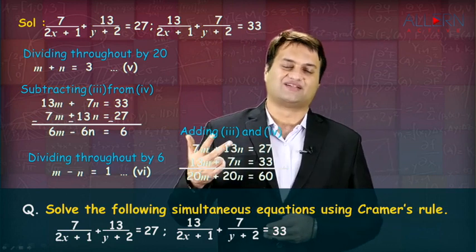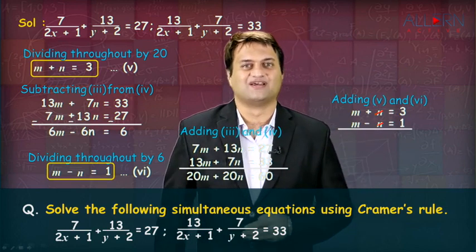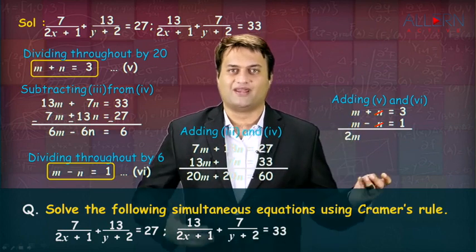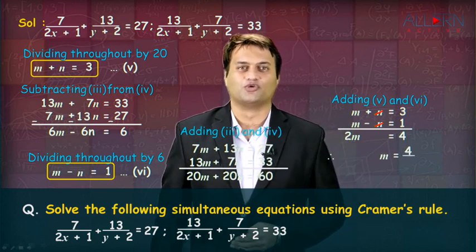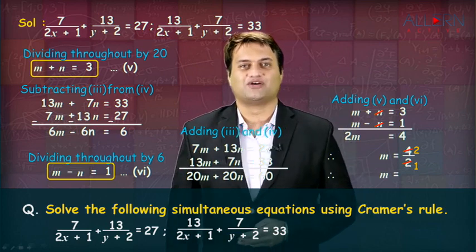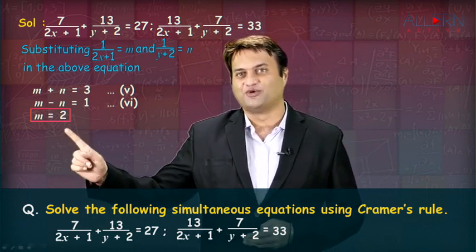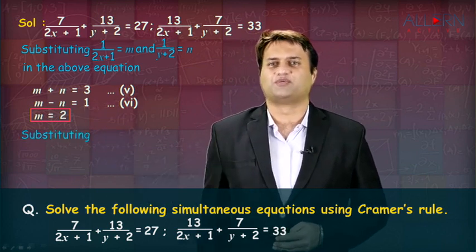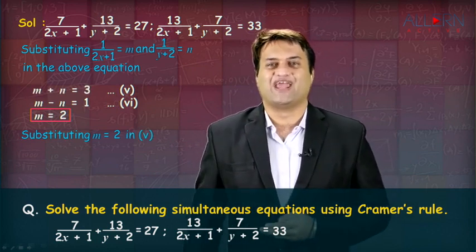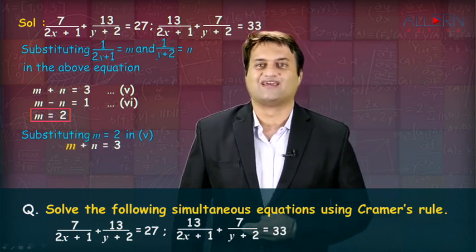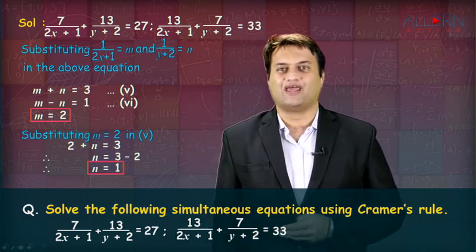Addition done, subtraction done, it's time for addition again, but this time it's adding equation 5 and 6. Let's add. m plus m will become 2m, n is already cancelled, 3 plus 1 is 4. 2m is equal to 4, you get m is equal to 4 upon 2, that's m is equal to 2. Once you get the value of m as 2, now it's time for us to find the value of n, and for that you need to substitute this value of m either in the fifth or the sixth equation. Fifth is preferable because there's a plus sign, but you can substitute in sixth as well. The choice is yours. Substituting m is equal to 2 in equation 5, we get 2 plus n is equal to 3. You get n is equal to 3 minus 2. You get n is equal to 1.